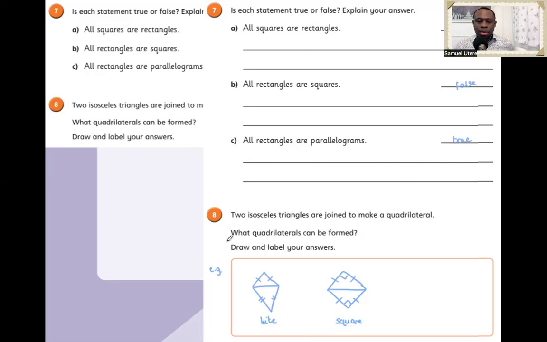So it's true. Then question 8, two isosceles triangles are joined to make a quadrilateral. And you can see here. What quadrilaterals can be formed? So if we have two isosceles triangles and we put them together, we could form a kite. We could also form a square. And you can see it here.